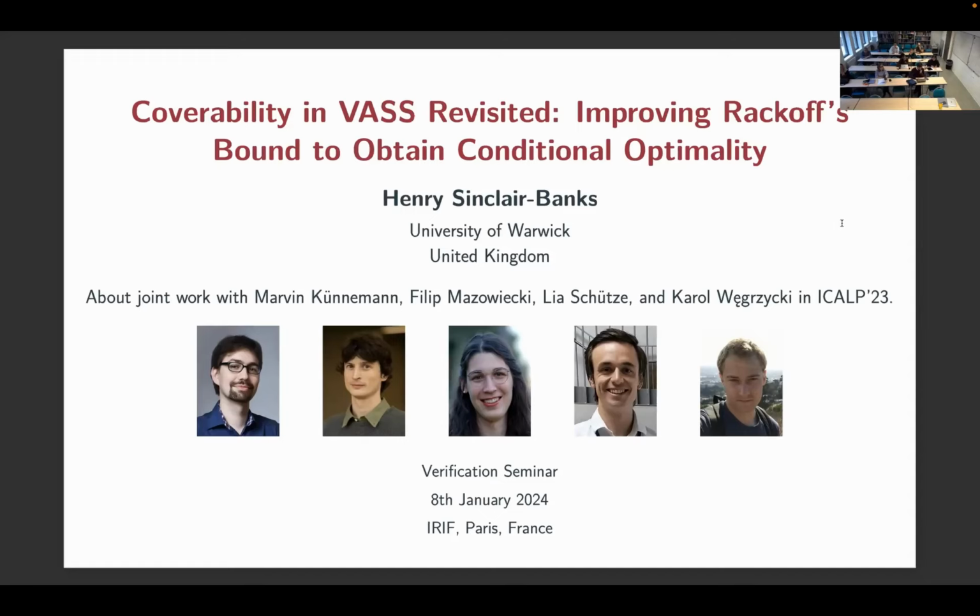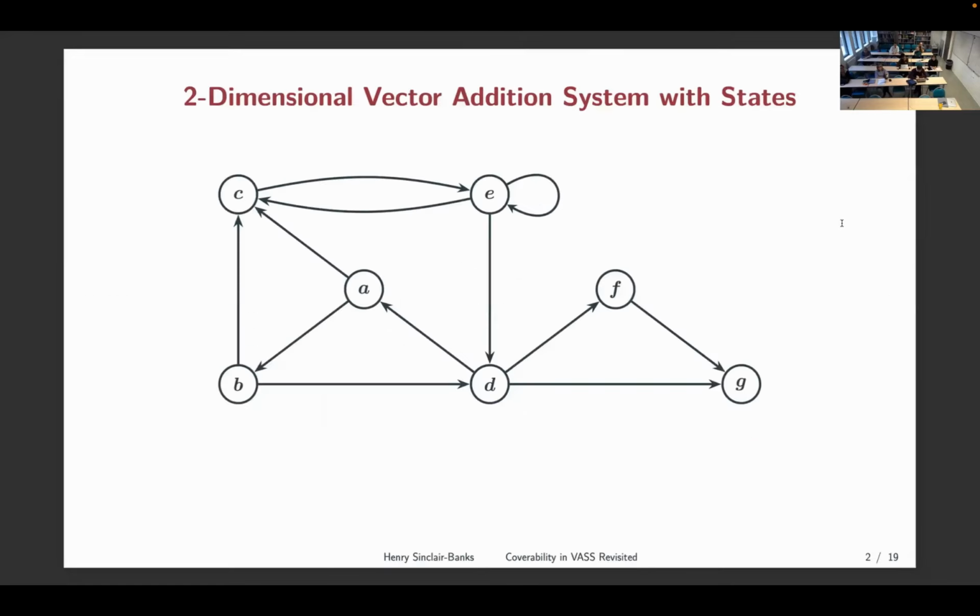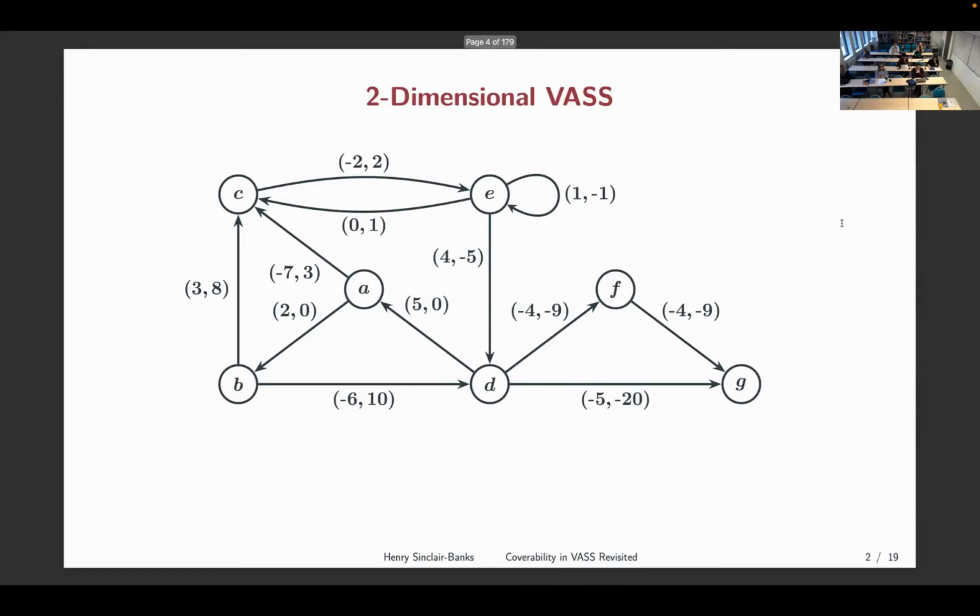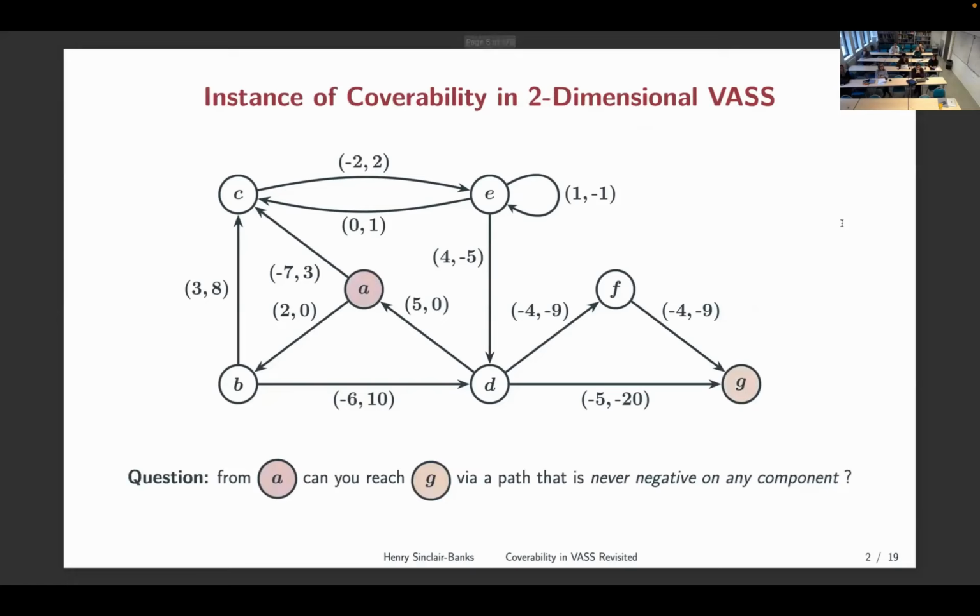So I think the best thing is just to get started with an example to get familiar. A vector addition system with states consists of some directed graph, here's an example, and integer weights labeling the edges. And the coverability problem asks, from some initial state A, can I reach some target state, in this case G, via a path that's never negative?